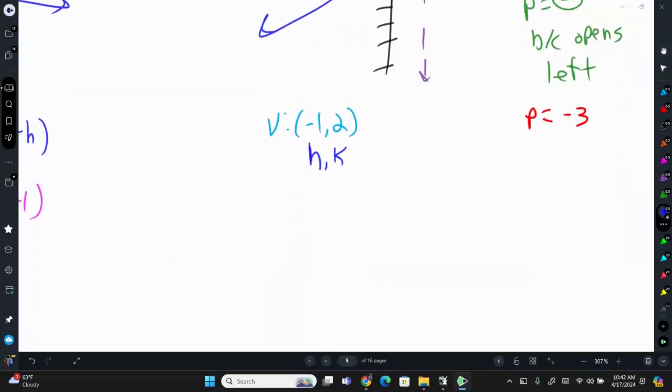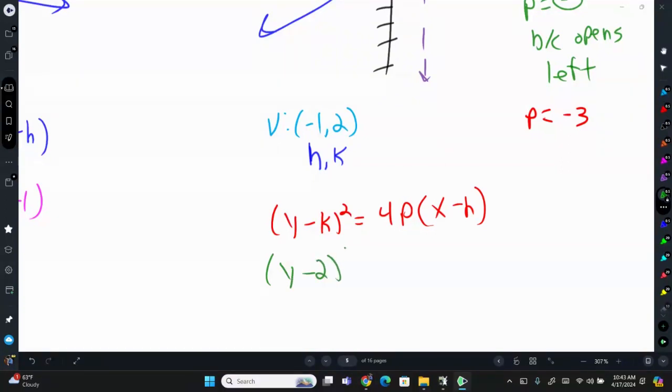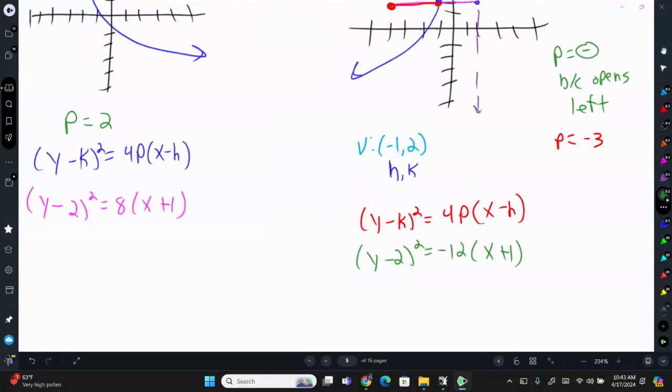So if we rewrite our formula, y minus k squared equals 4p times x minus h, and we substitute everything in. So y minus 2 squared equals 4 times negative 3 is negative 12 times x plus 1. And that would be our final answer.